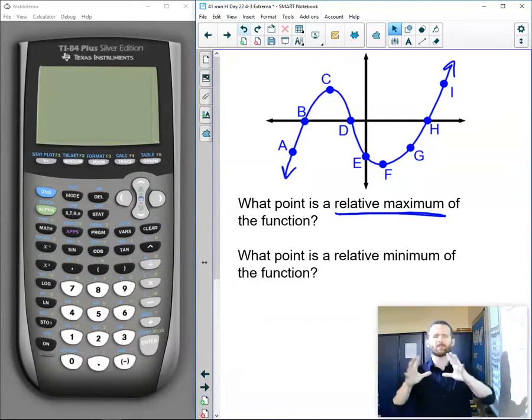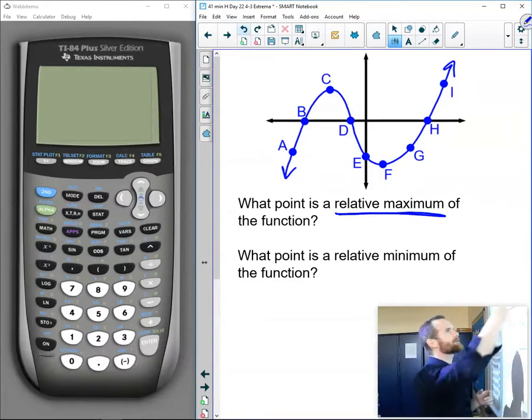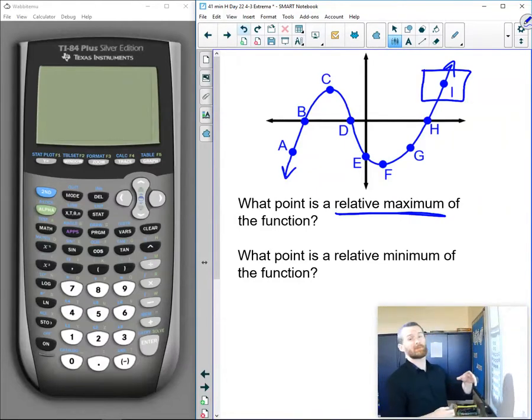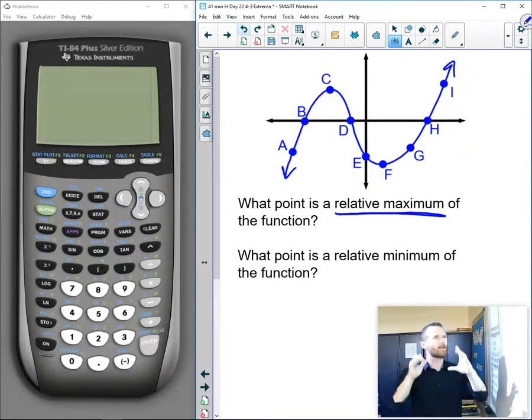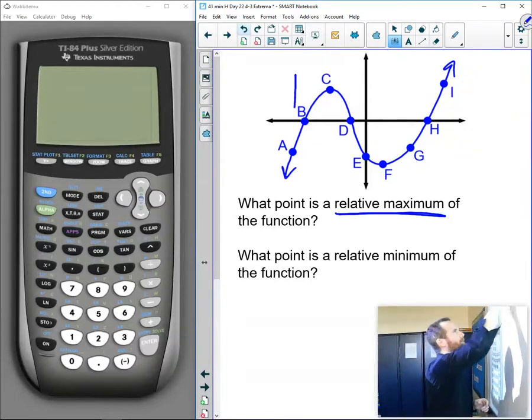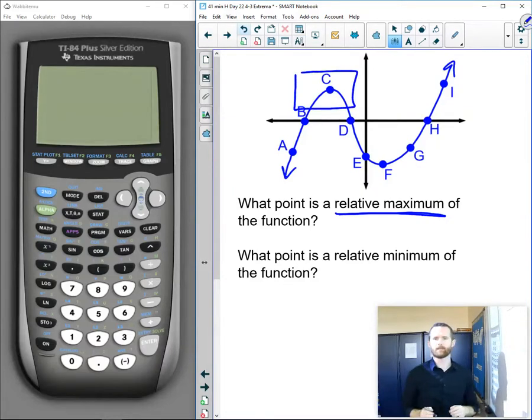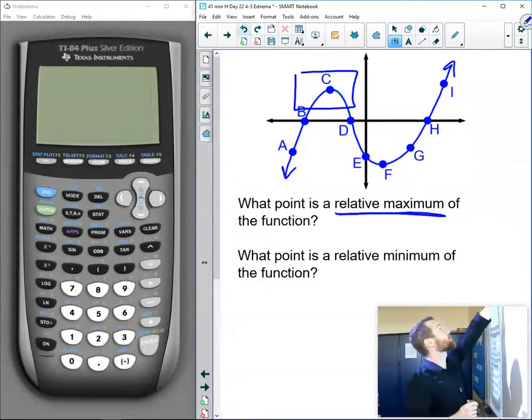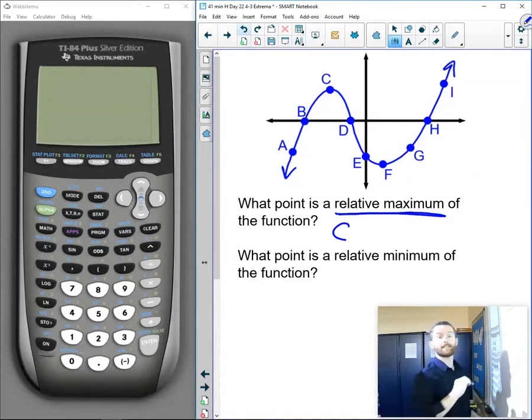So now we're looking for a maximum in sort of one section of the graph. And it's still not I though, because if I look at that section around I, it is not a maximum. But there is a part of the graph where if I just focus on that one section, we get a maximum, and that's around point C. If I look at the local area around point C, we get a parabola, a concave down parabola. That means there is a maximum. So the relative maximum of this function is point C.